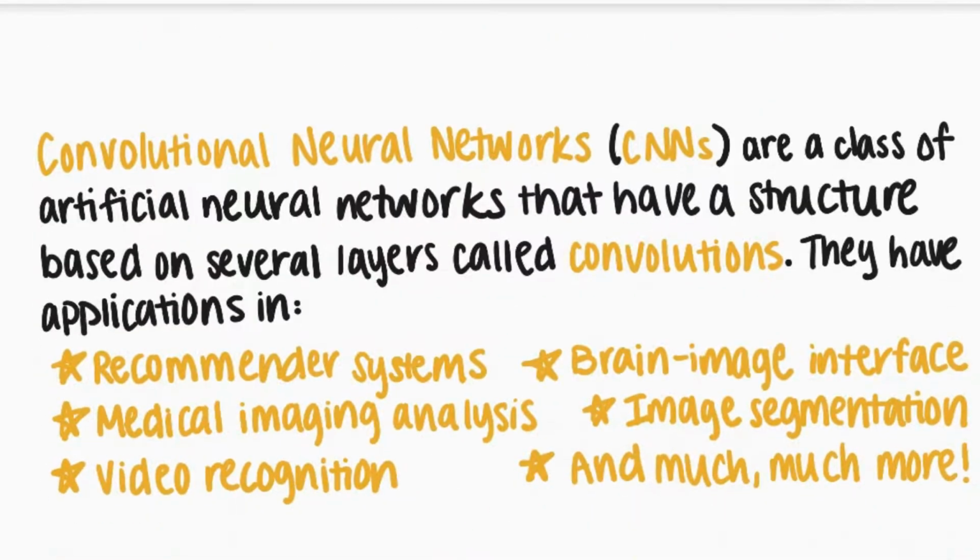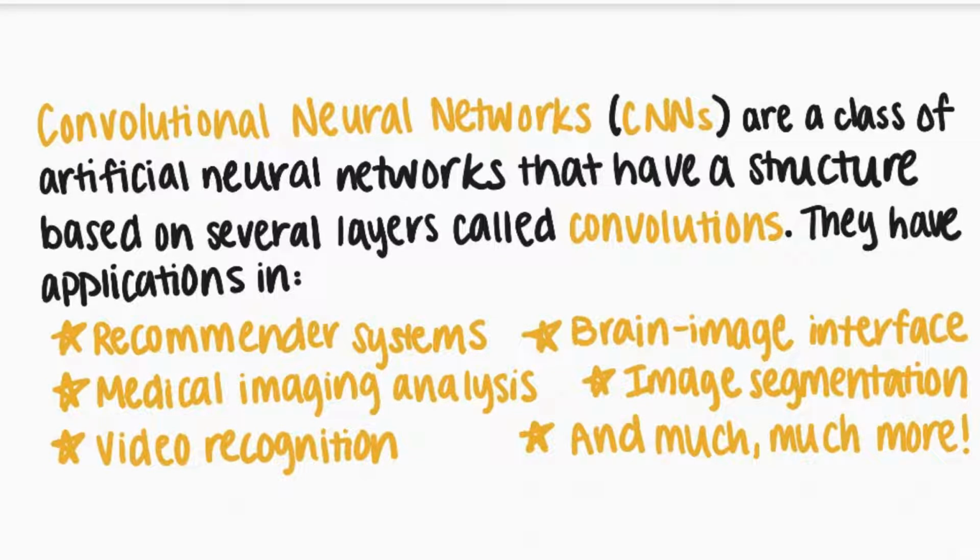First up, convolutional neural networks, often abbreviated as CNNs, are a class of artificial neural networks that have a structure based on several layers called convolutions. We use them in many applications, including recommender systems, brain-image interface, medical imaging analysis, image segmentation, video recognition, and much, much more. But how do they do all of this in the first place?